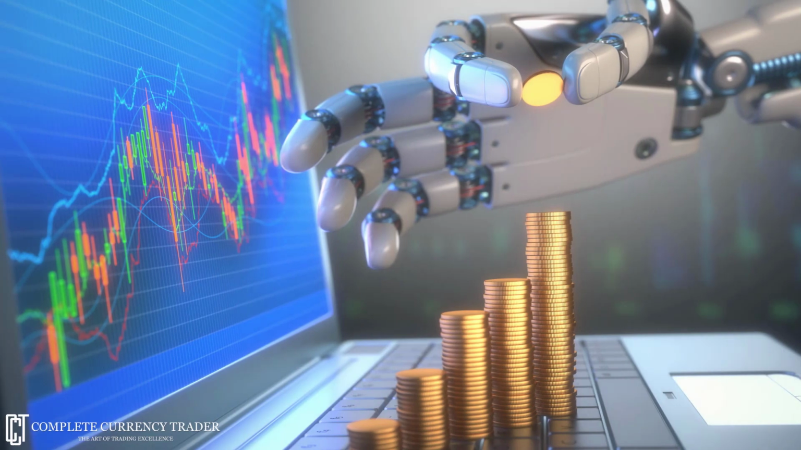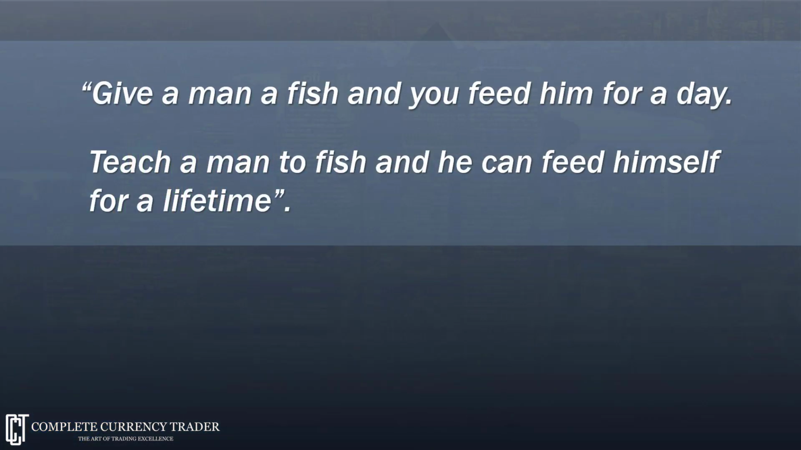However, I still also want to help you become a better trader. Ultimately, Complete Currency Trader is an education site, and we're geared to helping you become self-reliant. It's the reason we sell the tools and education that we do, rather than only selling robots or signals. You know that famous proverb that if you give a man a fish, you feed him for a day, but if you teach a man to fish, he can feed himself for a lifetime. Well, a robot is like handing you a fish by just giving you the individual trades.